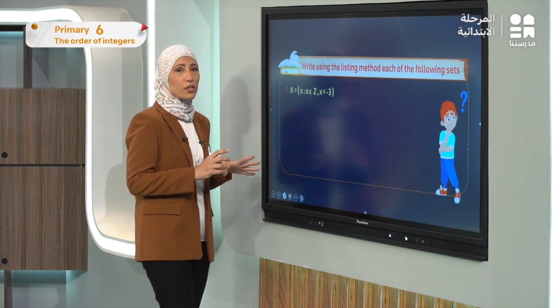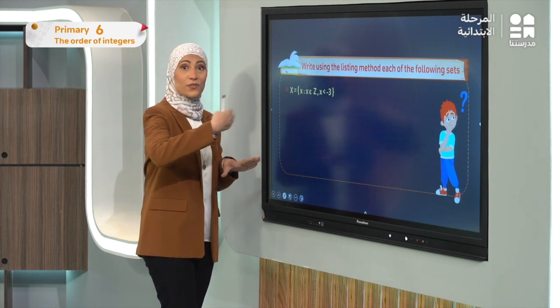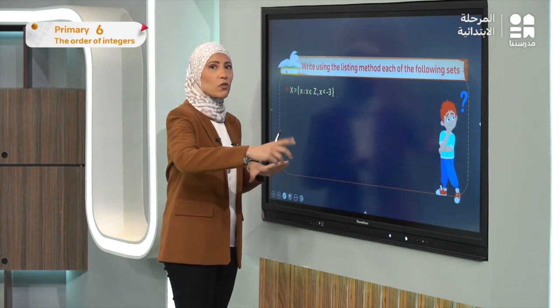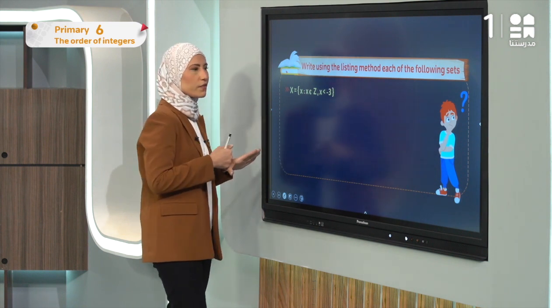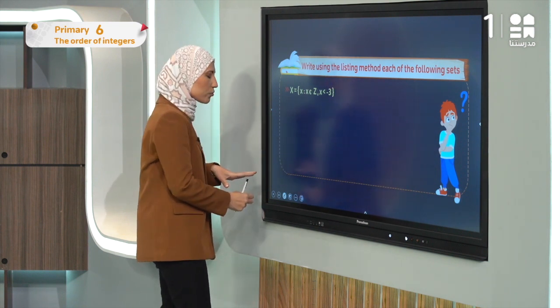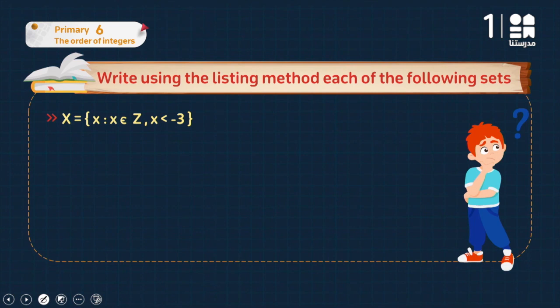So less than negative 3, will I go to negative 2 and negative 1 and 0? Of course not. I am going to move to the left side. So I will write negative 4, negative 5, and so on. So X equals negative 4, negative 5, negative 6. Can I stop? No, of course I cannot stop, because I cannot tell when I will find the smallest number. So I will keep putting my dots.